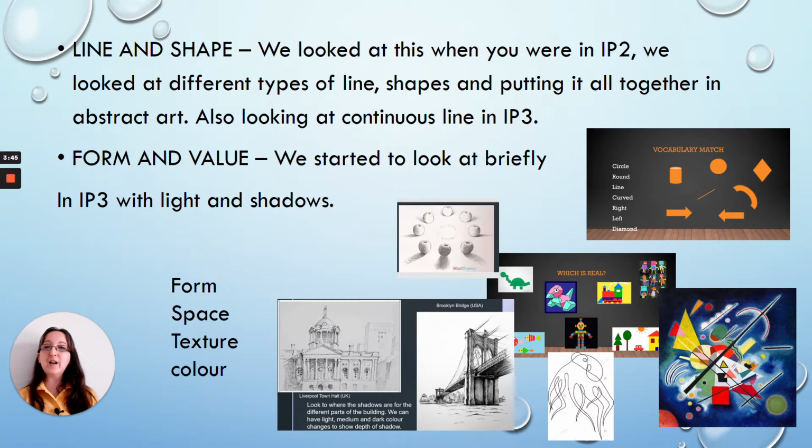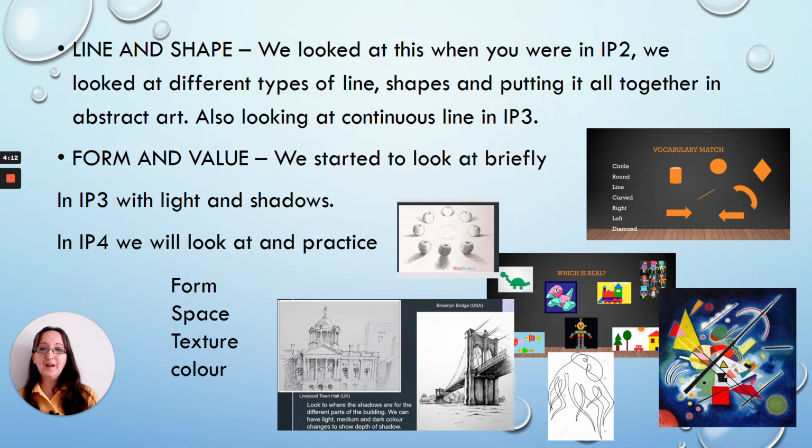Okay, so we've already started looking at some of these elements. Line and shape, we looked at this when you were in IP2. We looked at the different types of lines, shapes, and putting them all together to make abstract art. We also looked at continuous line in IP3. For form and value, we started to look briefly when we looked at light and shadows. And now, in IP4, we look at and practice form, space, texture, and the use of colour. So each grade, we try and add a little bit more to our skills and our knowledge.